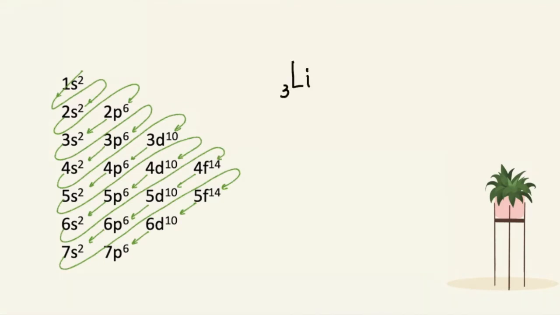For example, we have lithium with 3 electrons. We will start the configuration from 1s2. In the s subshell, there are 2 electrons maximum. We write 1s2, 2 electrons already added, and we have 1 remaining electron for lithium. So in the 2s, we only write 1 because lithium only contains 3 electrons. We add 2 electrons in the first shell and 1 electron in the second shell. So that is lithium.